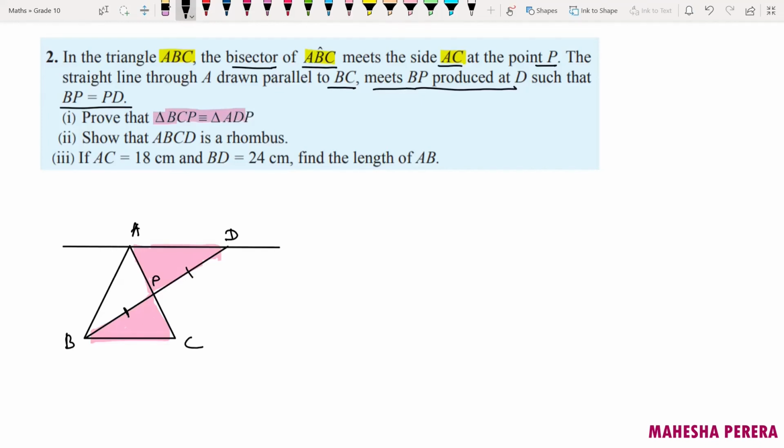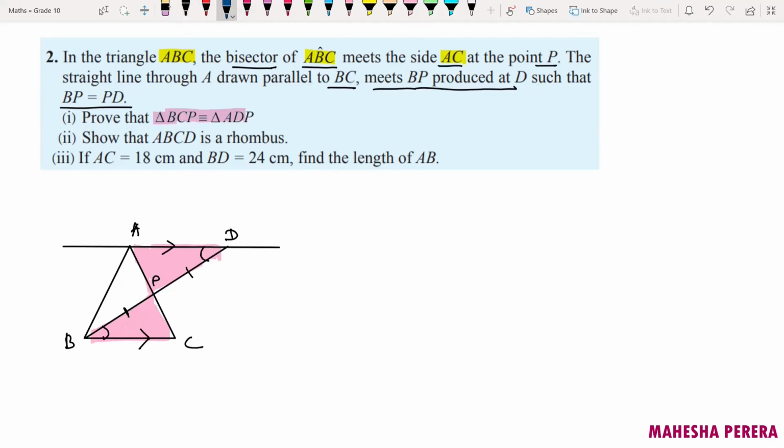Now these two lines are parallel. So we need to mark using the arrowhead. These two lines are parallel. Now if these two lines are parallel, this angle should be equal to this angle, right? Because they are alternate angles.